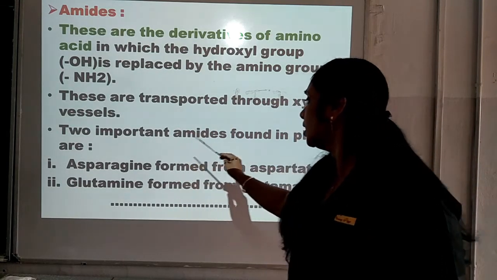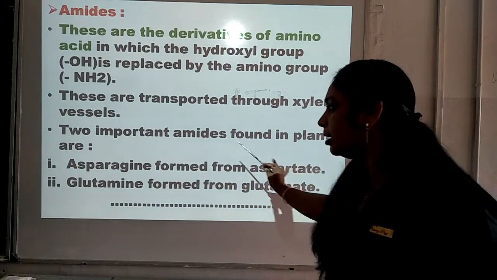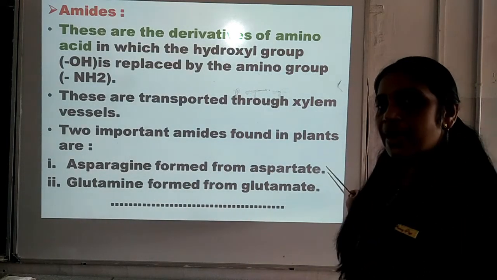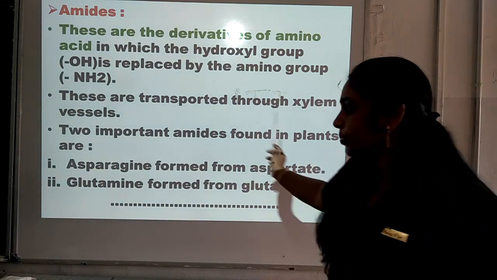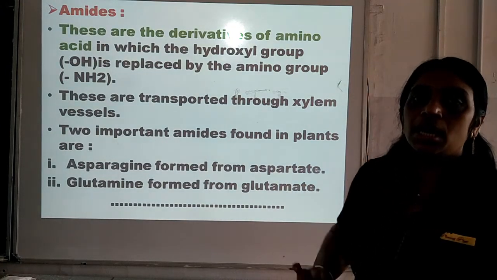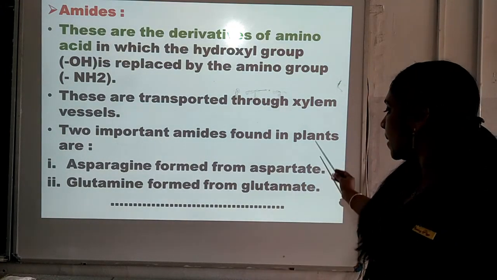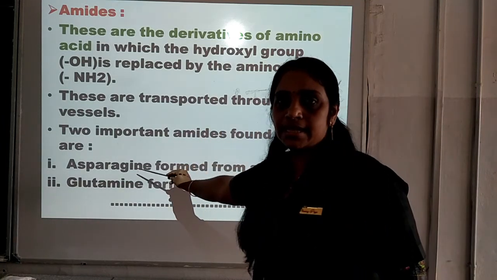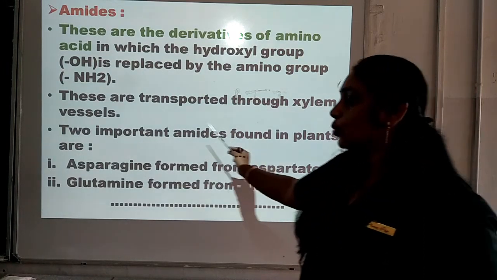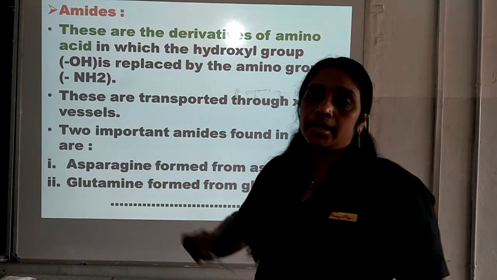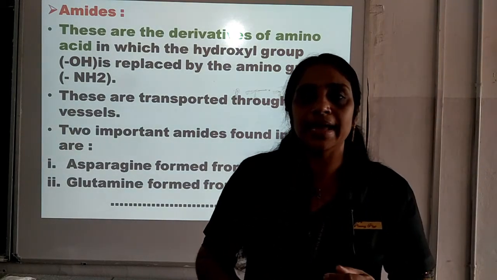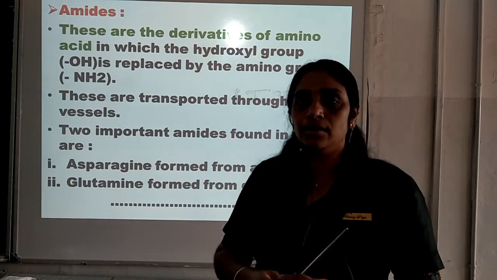Two important amides which are found in plants are asparagine and glutamine. Asparagine is formed from aspartate, that is aspartic acid, and glutamine is formed from glutamate, that is glutamic acid. So, from aspartic acid, asparagine, which is an amide, is formed, and from glutamic acid, glutamine, which is an amide, is formed. In this manner, two important amides we can see in the plants are asparagine and glutamine.